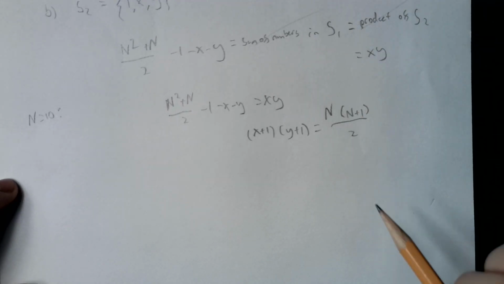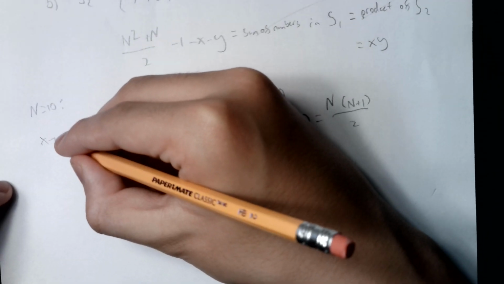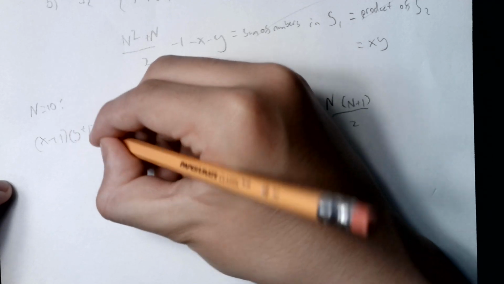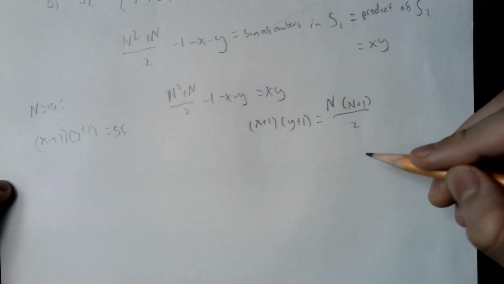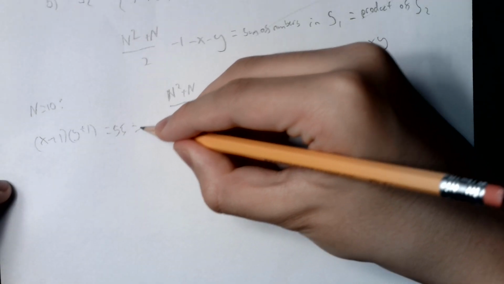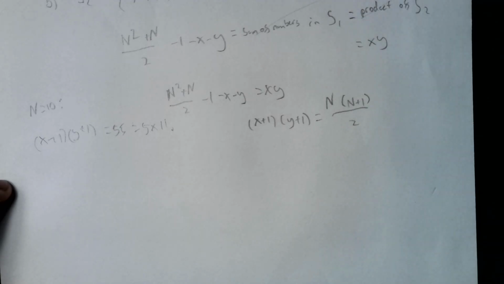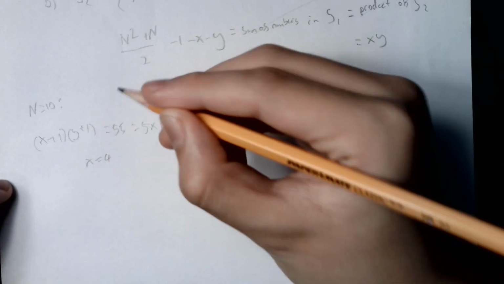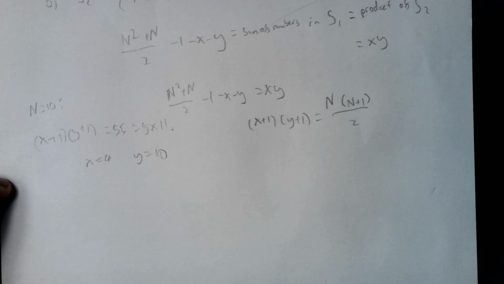This would be equal to, as you can see here, x plus 1 times y plus 1. This would be equal to 55 because 10 times 11 divided by 2 is 55, right? And this could be equal to 5 times 11, right? And this also means that x would be equal to 4, and y would be equal to, let's just say, 10.